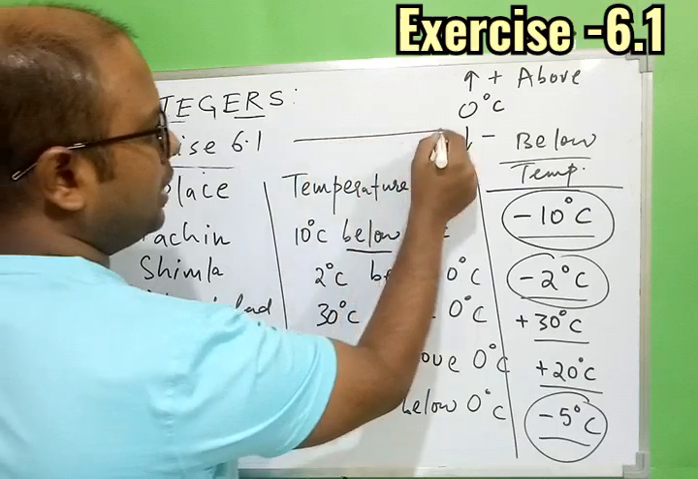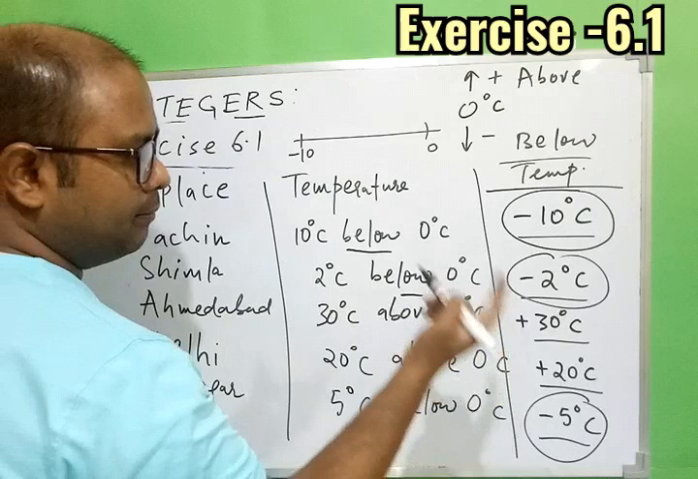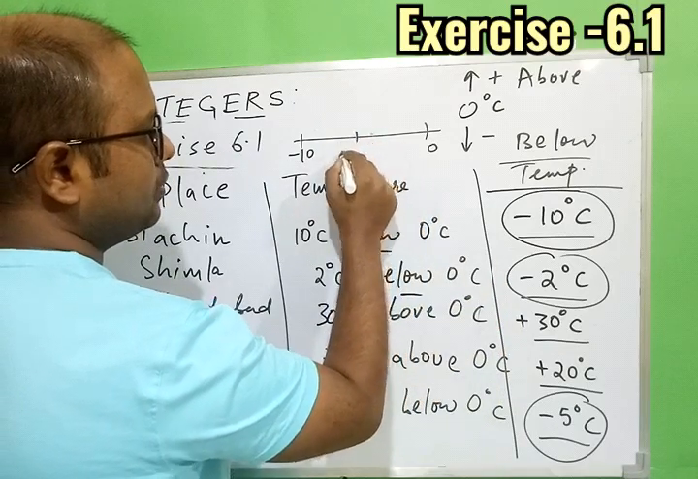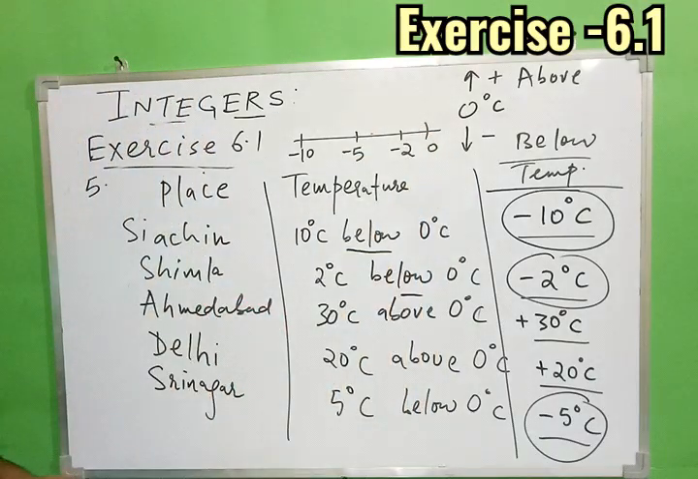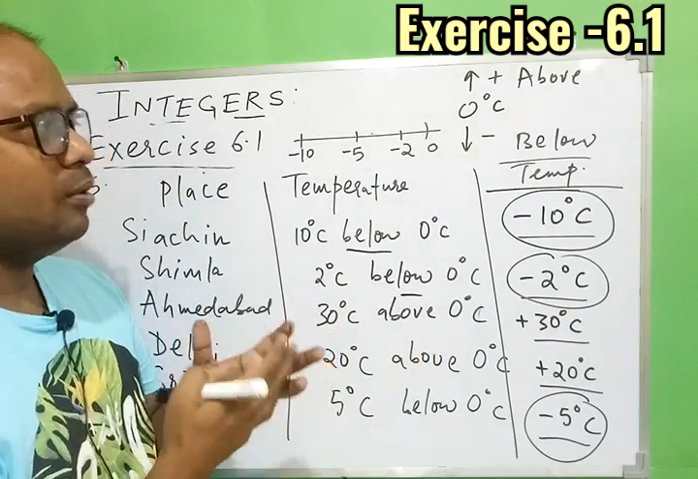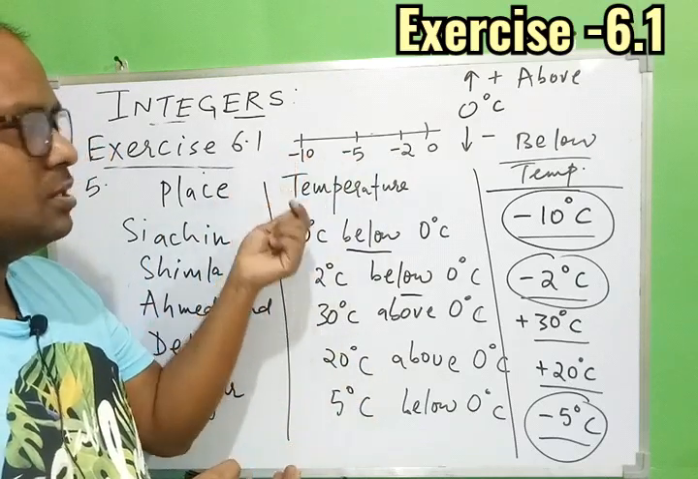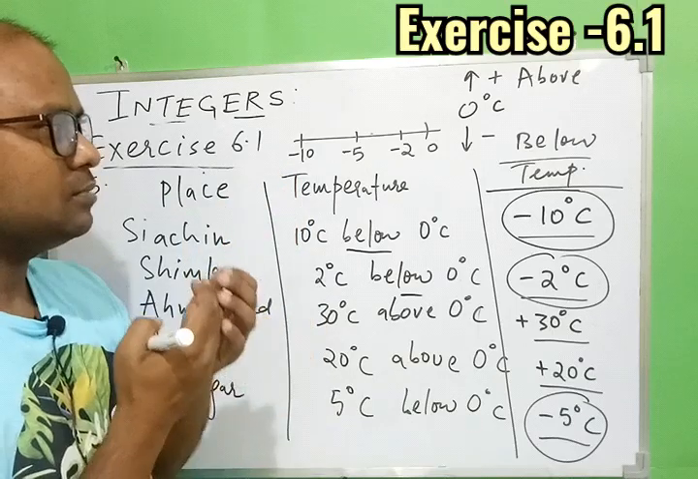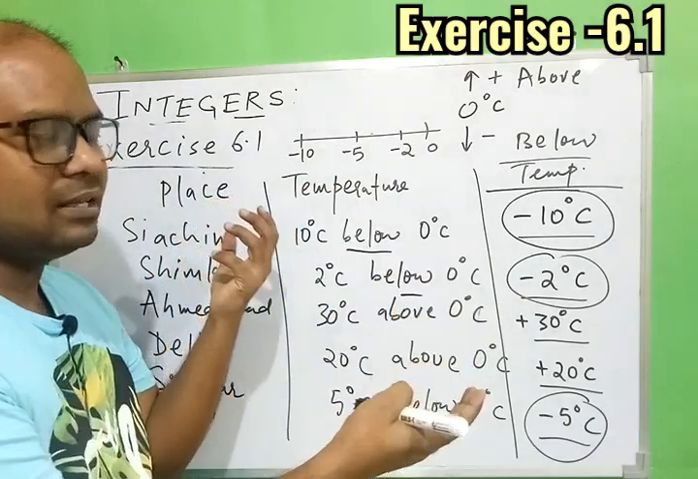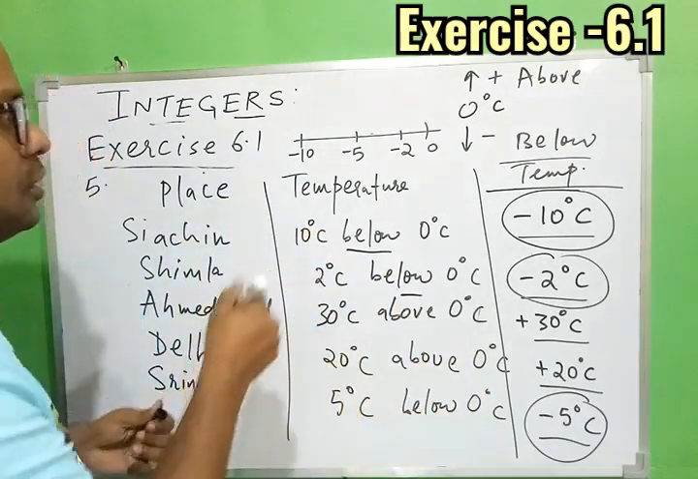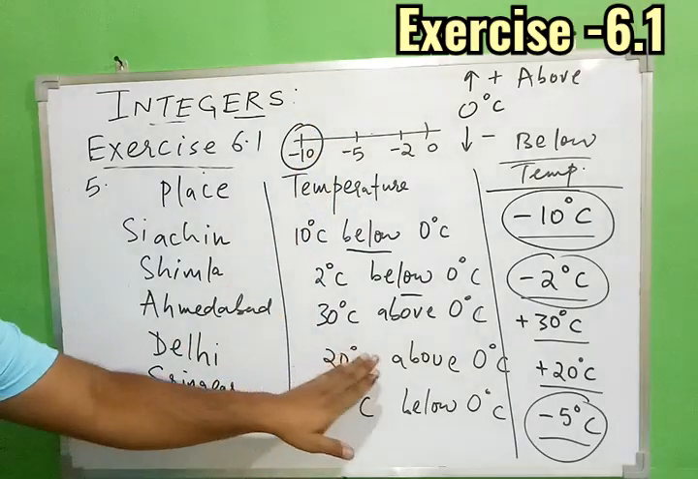So if we try to show these numbers, minus 10 will be somewhere here, minus 5 will be somewhere here, and minus 2 will be somewhere here. Now out of this we know the place where temperature will be minimum will be nothing but minus 10, because in comparison of all these numbers, minus 10 will be the minimum or the smallest number we can say, because on the left hand side the number is minimum, on the right hand side the number is the greater one.